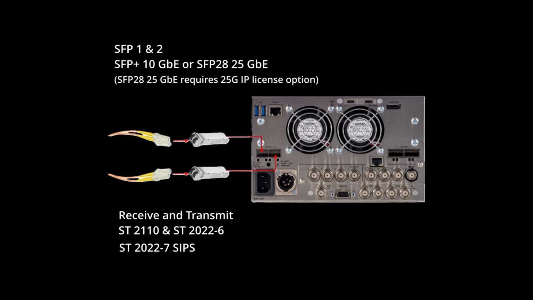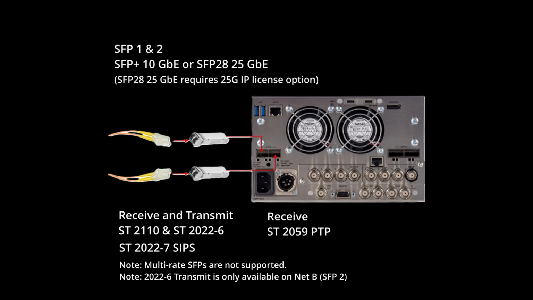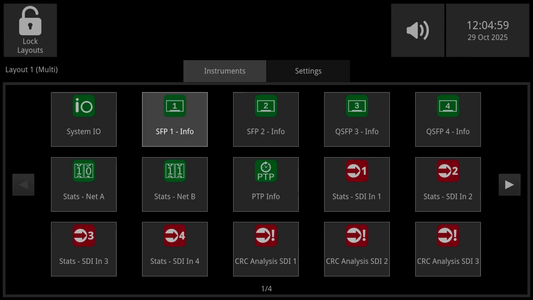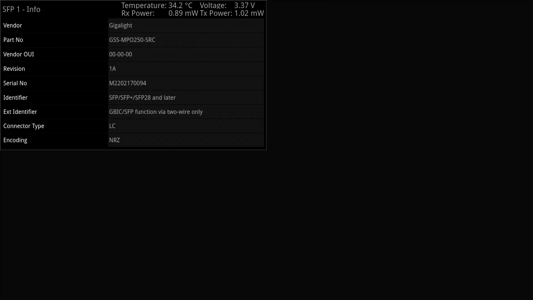2022-7 seamless switching mode is also supported. You can also receive a single active PTP reference feed into any of the SFP interfaces as the system reference. Note multi-rate SFPs are not supported, and 2022-6 transmit is only supported on SFP2. After plugging in your SFP modules and connecting to your switch, we can then configure the SFP settings.